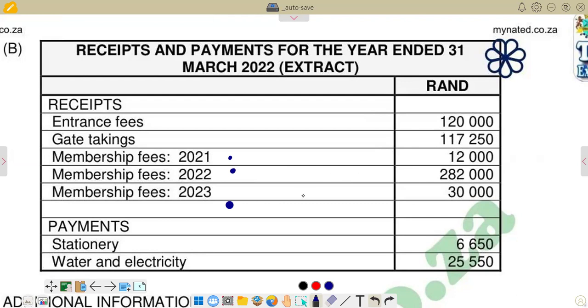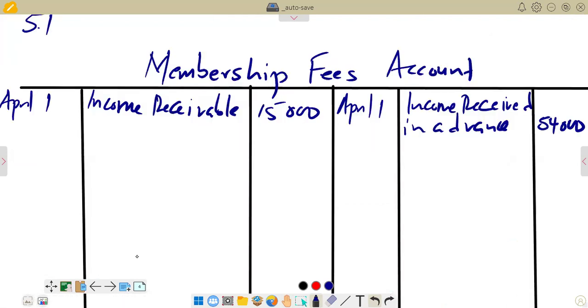Remember the double entry that we have here is that we are debiting bank since we are receiving money, and then we are crediting membership fees account with all these amounts. So we go to the membership fees account, and we go to the credit side, and we are saying all these transactions are being entered at the end of the period, which is March 31. And then we can go back and refer back to the amounts.